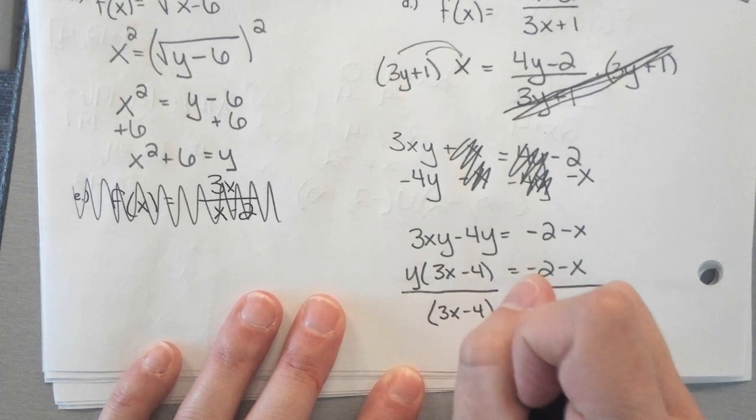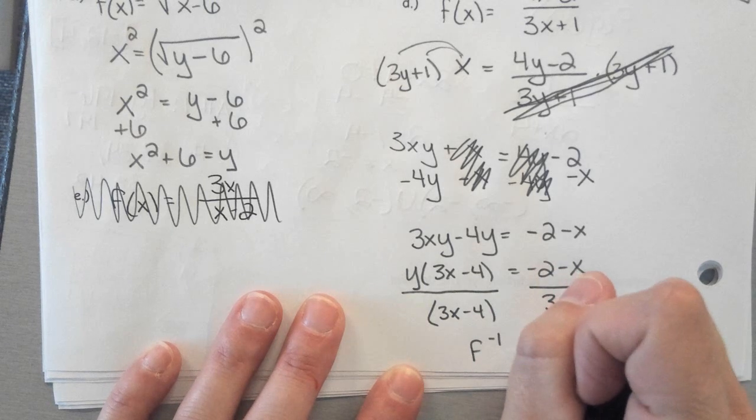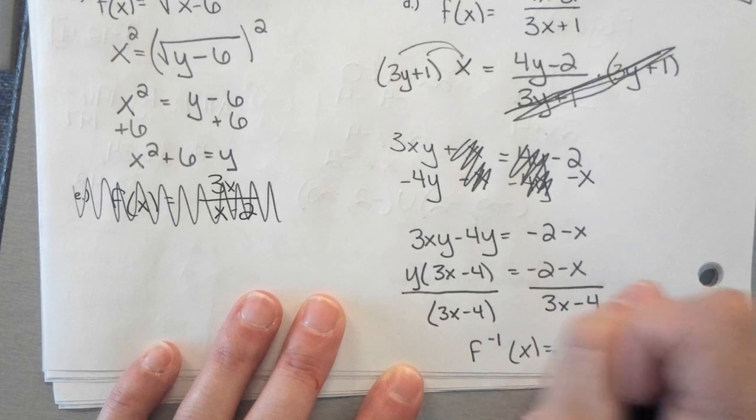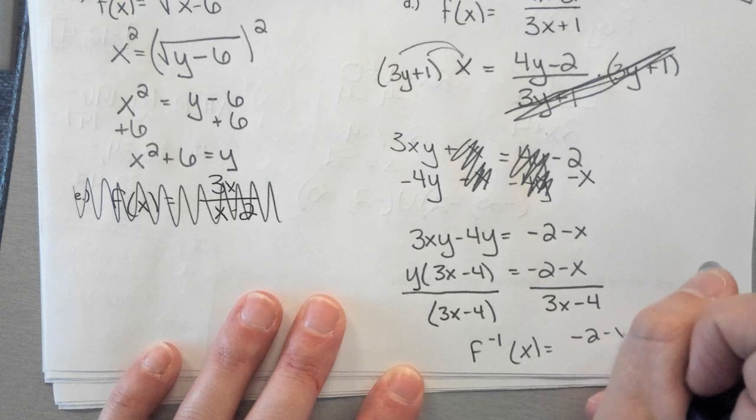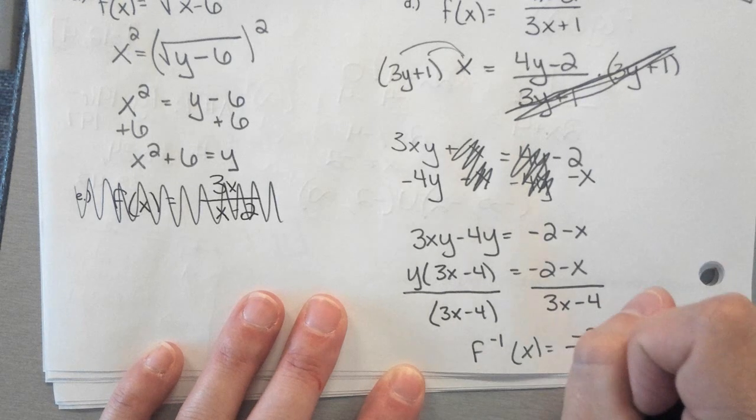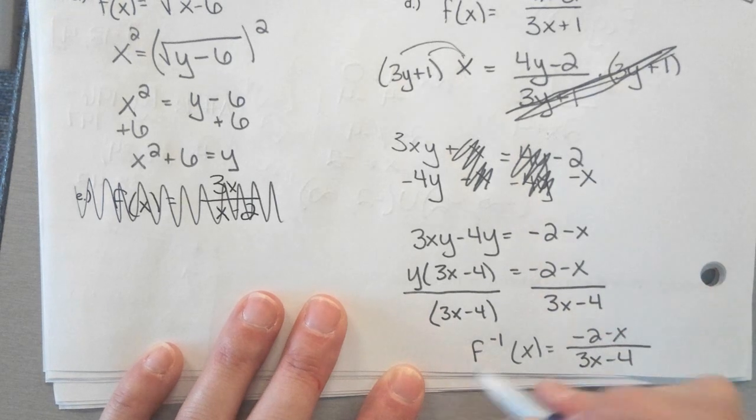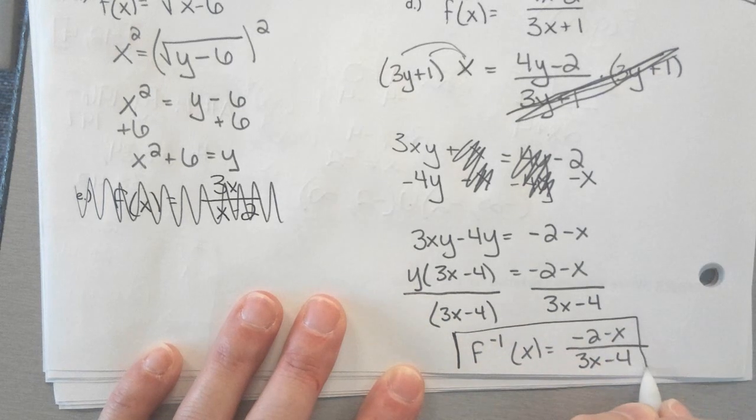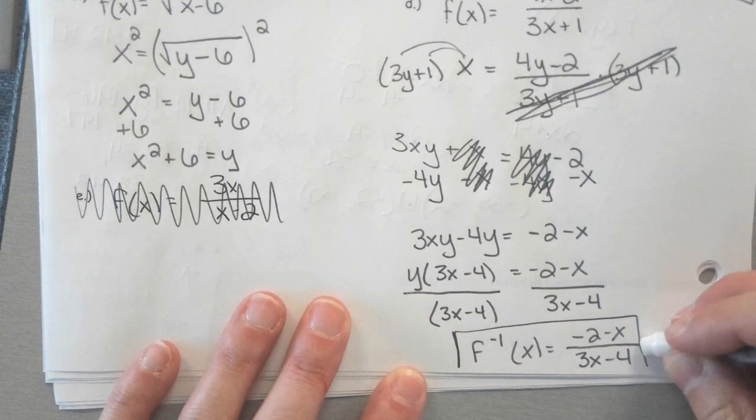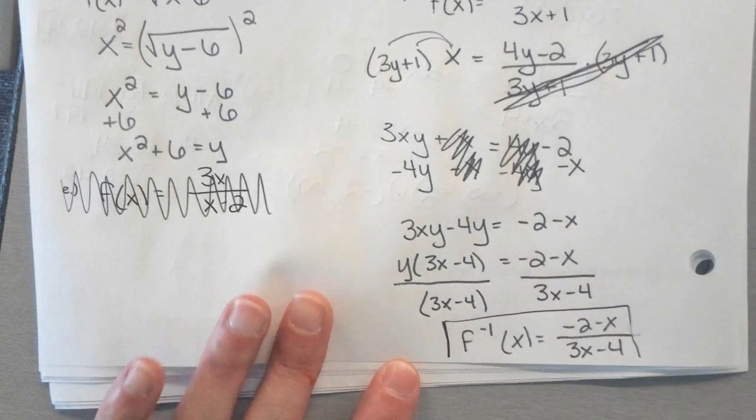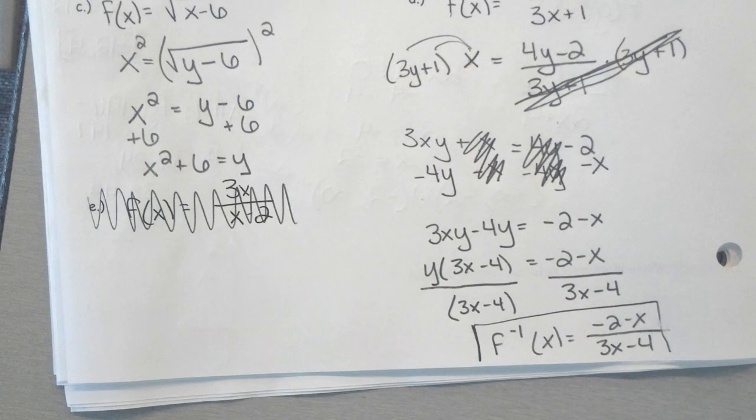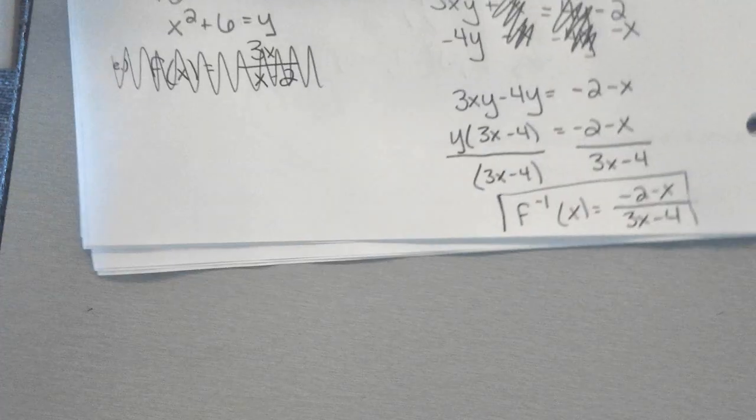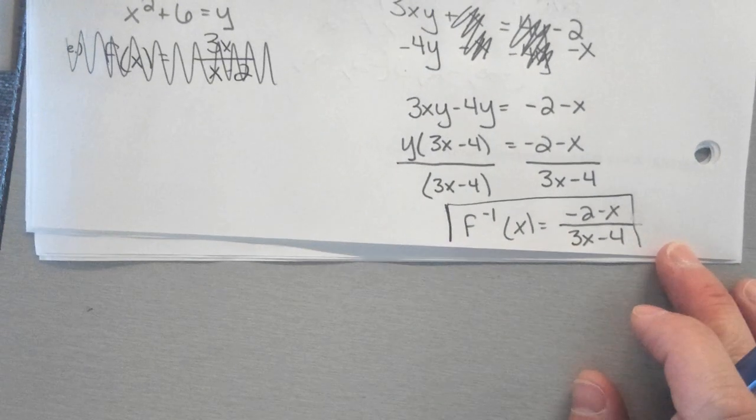So again, if I wrote it with my notation, f to the negative 1 of x equals negative 2 minus x over 3x minus 4. And that would be my final answer. Again, we're not working with domains on this one, so we don't need to think about where it's undefined. Move that up a little bit in case people in the back can't see. Is that good?